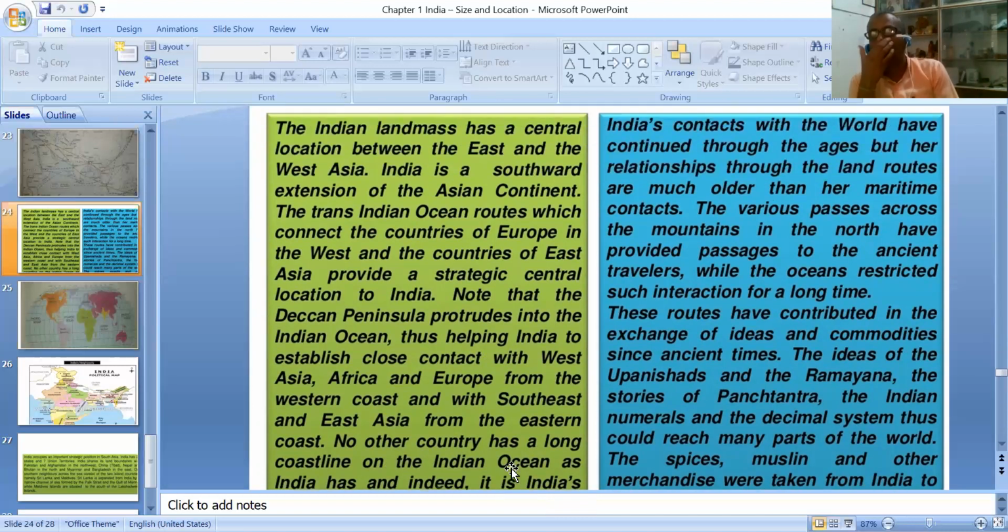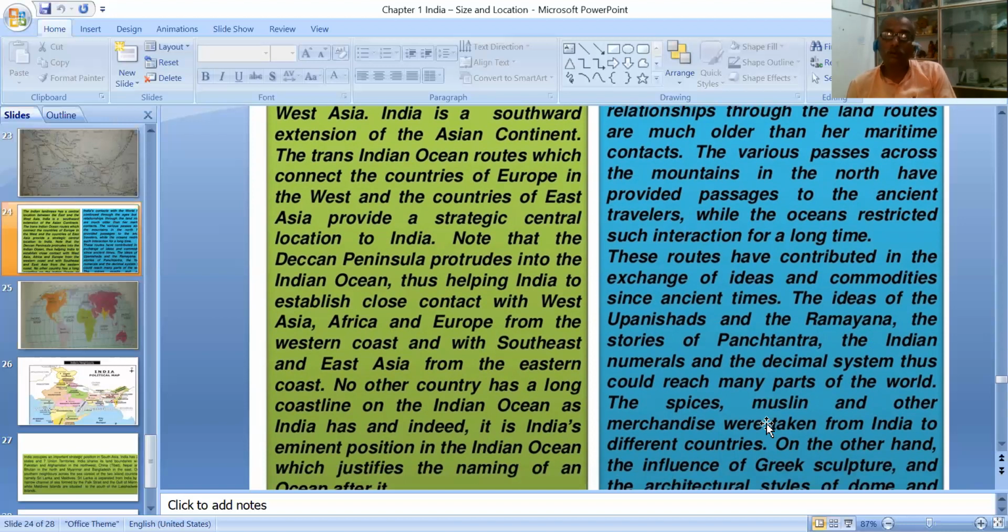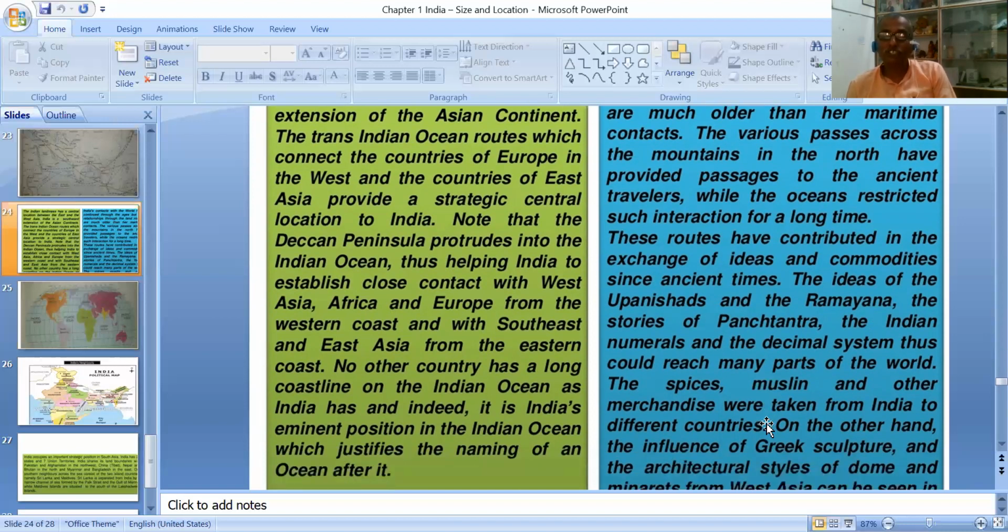India's contacts with the different parts of the world are not just today; from time immemorial we had a very wonderful relationship. We reached different parts of the world, and there was connectivity, travelers traveled there, they had business, they interacted with the people. The routes which they contributed to exchanged ideas and commodities since ancient times. From the ideas of the Upanishads, Ramayana, stories of the Panchatantra, the Indian numerical system, the decimal system, all reached different parts of the world. This is the contribution of India to the world, we can say.